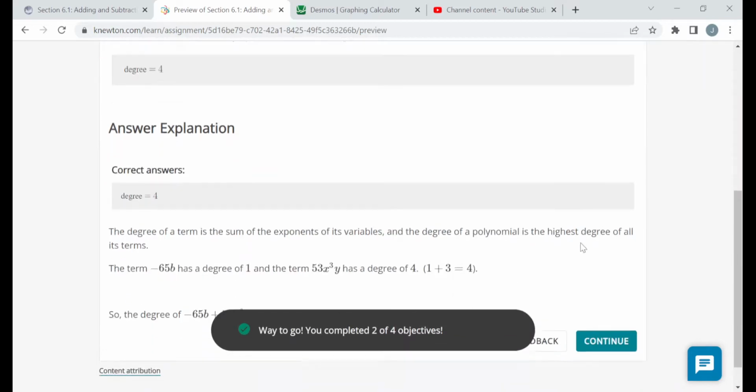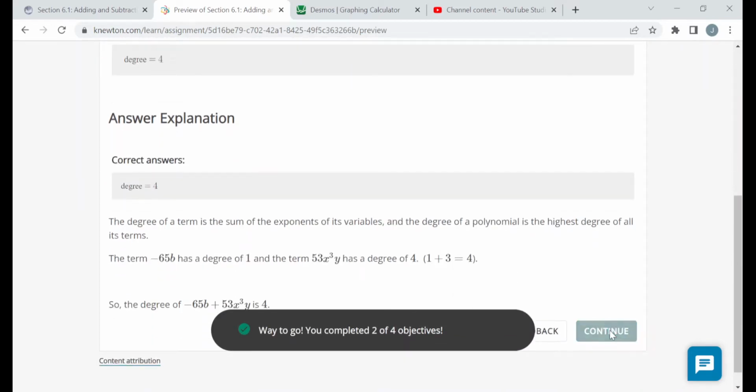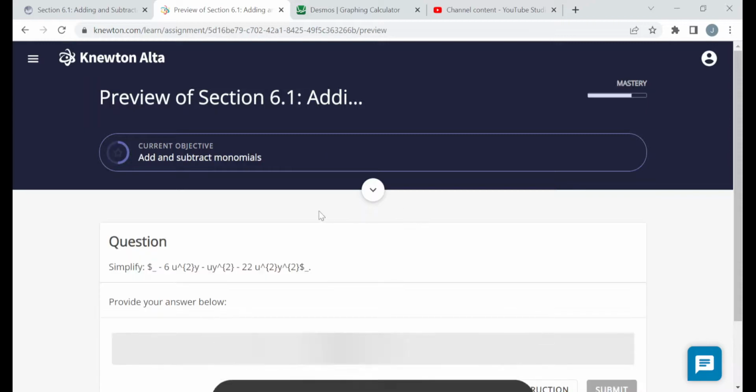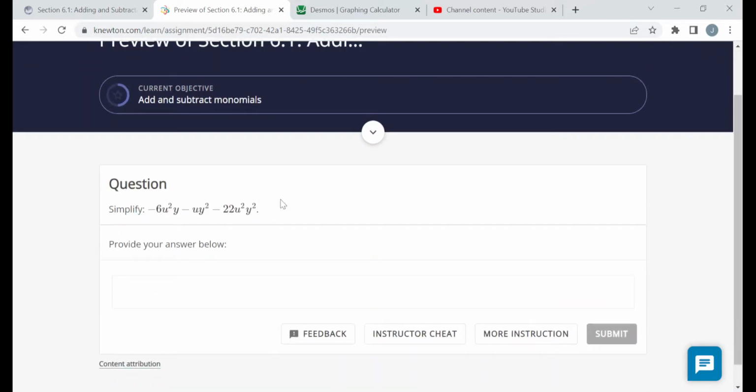All right, great. And then the rest of the time we're adding and subtracting. Once again, I'll just speak this one out. You have negative 6 u squared y. There are no other u squared y terms. There's uy squared, there's u squared y squared, but there's no other terms that have u squared y to the first on there. So that doesn't go with anything.